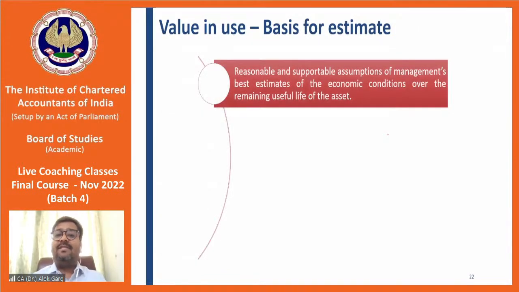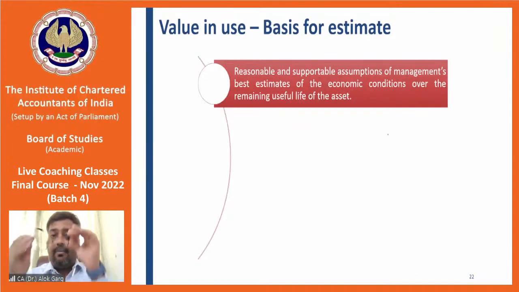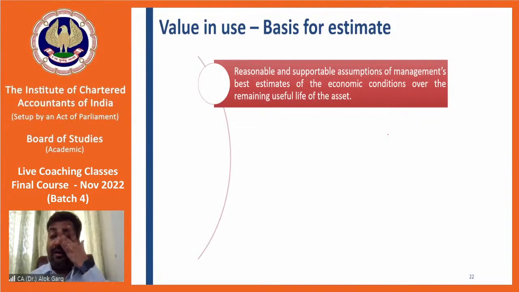Coming to the basis for estimate, the standard says that the cash flow estimate should be based on reasonable and supportable assumptions of management's best estimate of the economic conditions over the remaining useful life of the asset. So it doesn't mean that, sir, we are talking about the future, so probably I can say that my asset will provide a future economic benefit, or let's say cash flow, for the next 10 years. So guys, my dear students, as an auditor, will you buy that point?